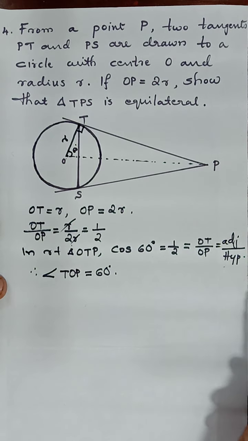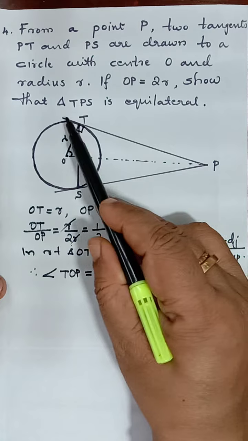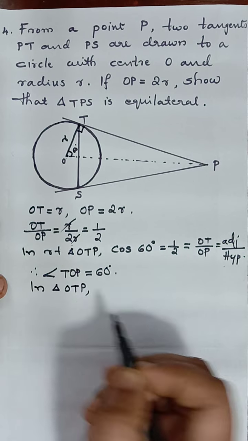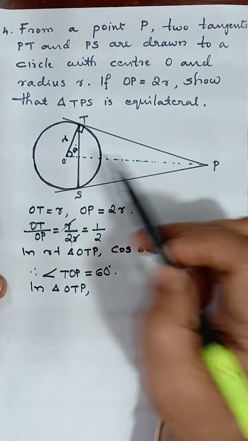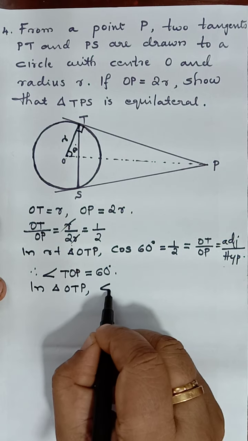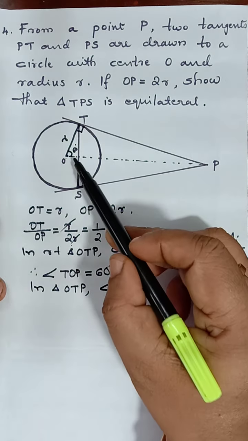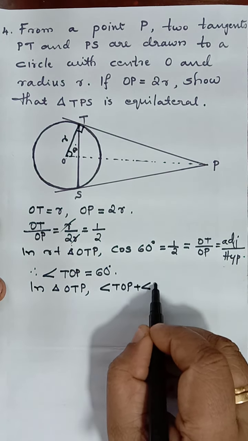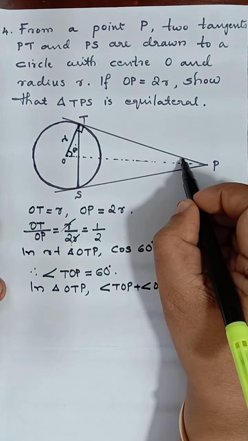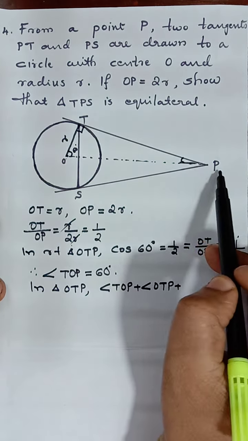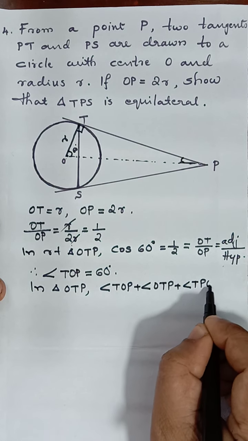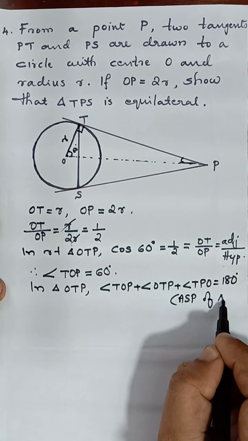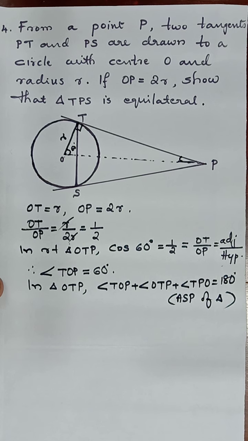TOP angle is 60. And given that angle OTP is 90, that is, radius perpendicular to tangent. So automatically in triangle OTP, we are going to take the angle sum property. Angle TOP, which is this angle 60, plus angle OTP, plus this angle, what is it called? That is TPO. Angle TPO equals 180 degree. Angle sum property of triangle.